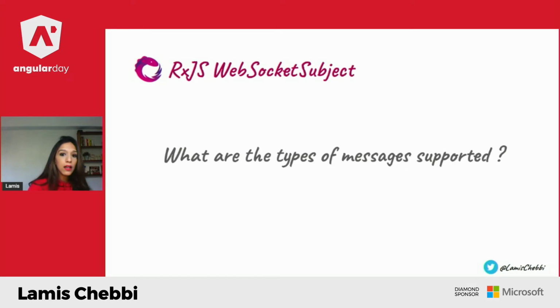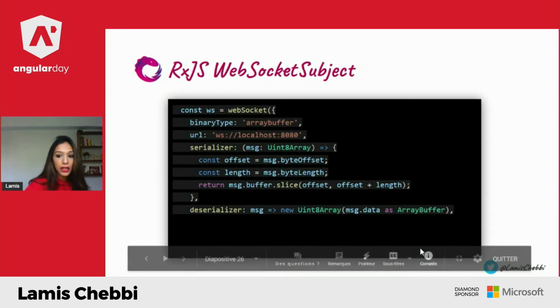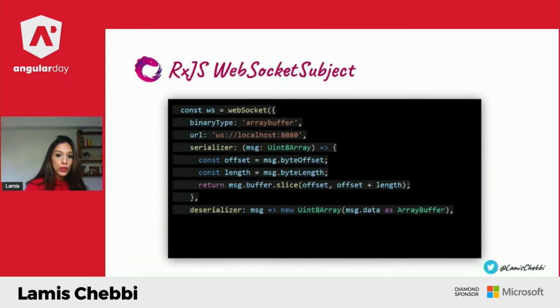So what are the types of messages supported? Many types: string types, JSON, even binaries. In order to use binaries, it's possible, of course, but you have to customize the serialization and deserialization functions. This is an example of serialization and deserialization using array buffers. I use the Uint8Array API to do so and to deserialize. For the binary type, you have to mention that it's an array buffer, and you're good to go with that.